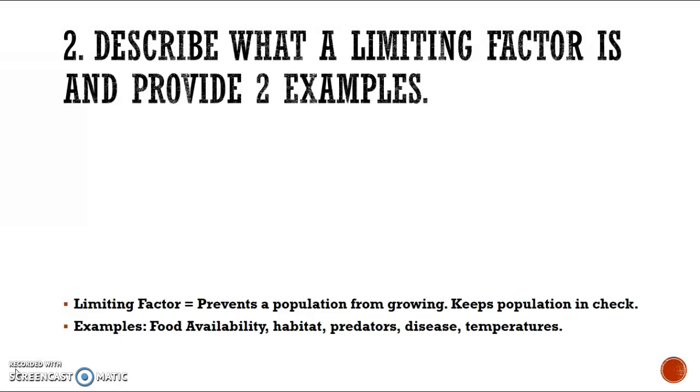So we need to look at the limiting factors and what will limit a population. Anything that prevents a population from growing or keeps it in check is a limiting factor. Some examples we talked about were food availability, the habitat, predators, disease, temperature. There might be some other things that you could list too.